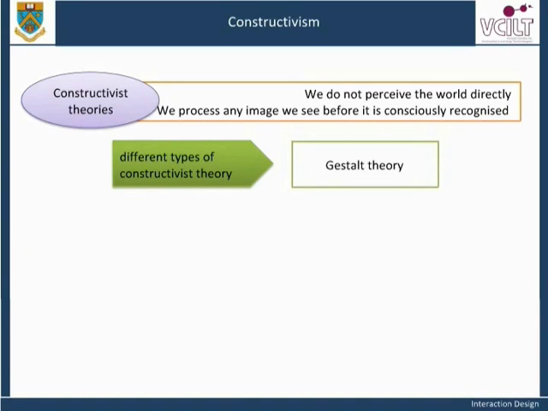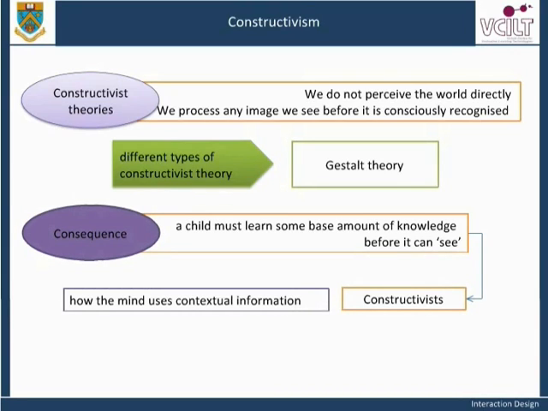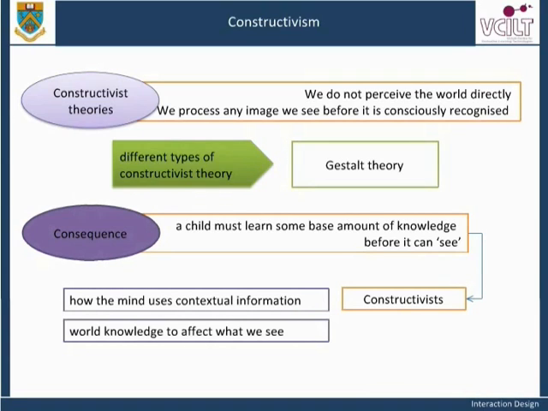For instance, one consequence of the constructivist approach is that a child must learn some base amount of knowledge before it can see, as we understand the term see. To illustrate their point, the constructivists show how the mind uses contextual information and world knowledge to affect what we see. By using optical illusions, we are challenged to question if what our eye detects is really what we see.